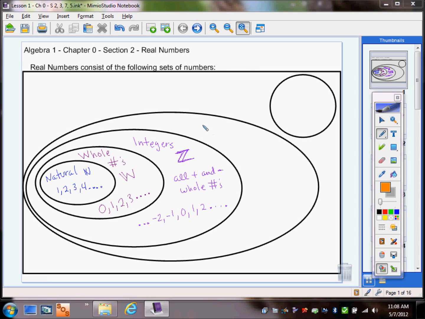Next we have what's called rational. Does that show up okay? No, it's not good. Pick a different color.